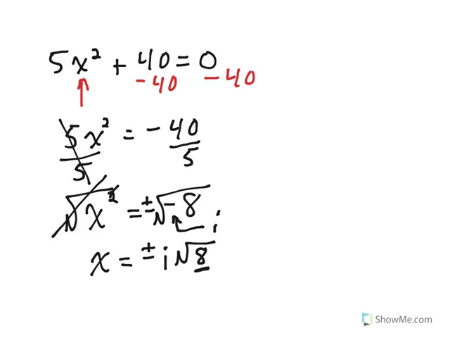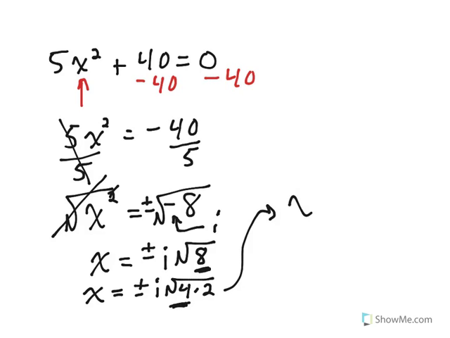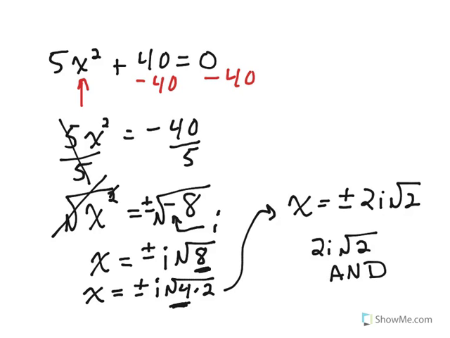Now we need to factor that 8 so that one of those factors is a perfect square. That gives us x equals plus minus i square root of 4 times 2. And the square root of 4 is 2, so we can pull that out, giving us x equals plus minus 2i square root 2. Which means we have a positive 2i square root 2 and a negative 2i square root 2.